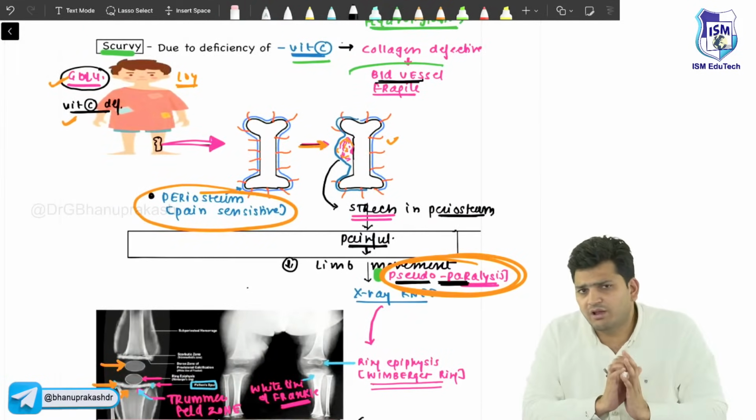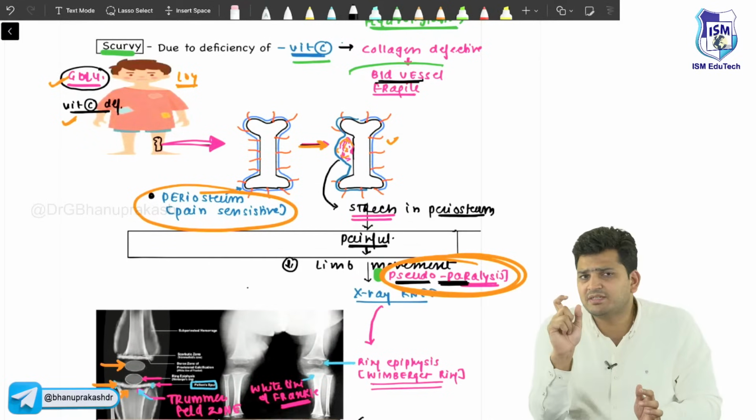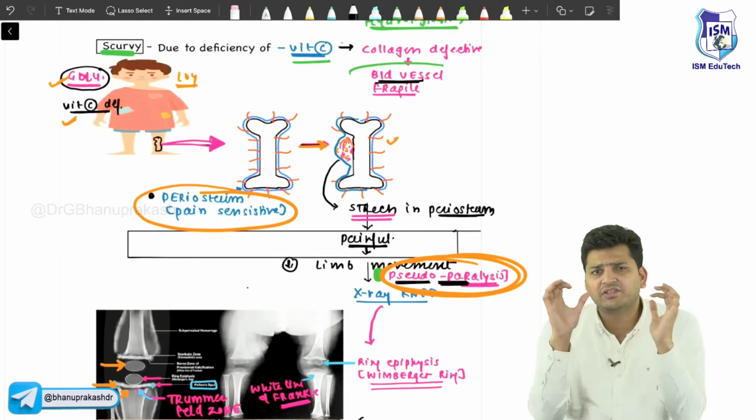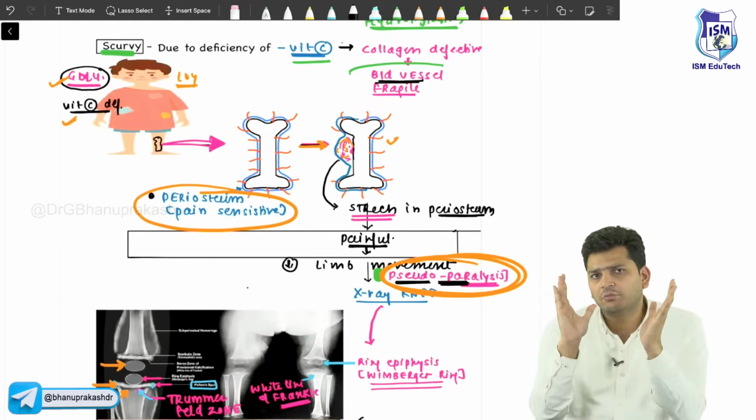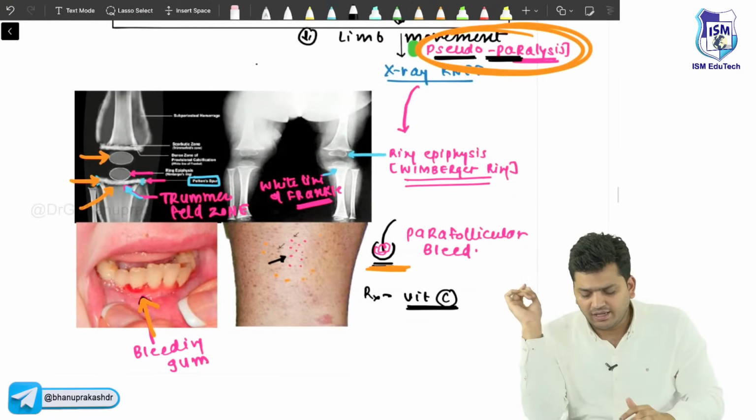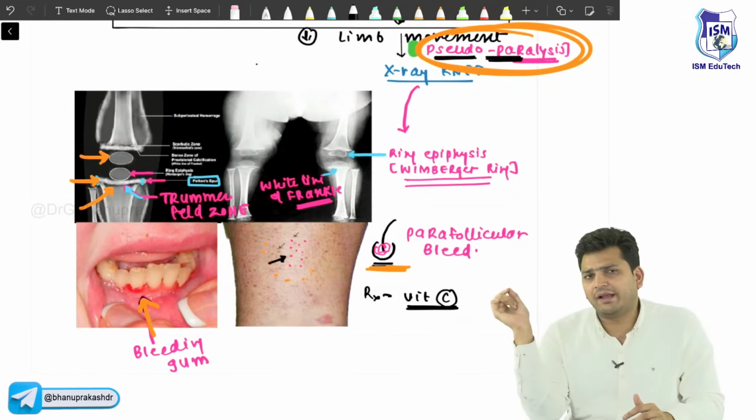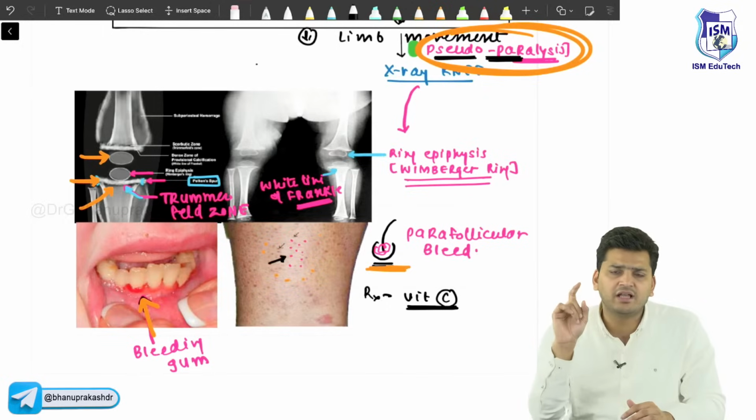Then we have discussed about scurvy. In scurvy, we are going to have pseudoparalysis because vitamin C is not there. The blood vessels are very fragile. Most commonly, they ask the question from the radiology part, and that is the ring epiphysis, the white line of Frankel, Trummerfeld zone. These are the points they ask from scurvy.